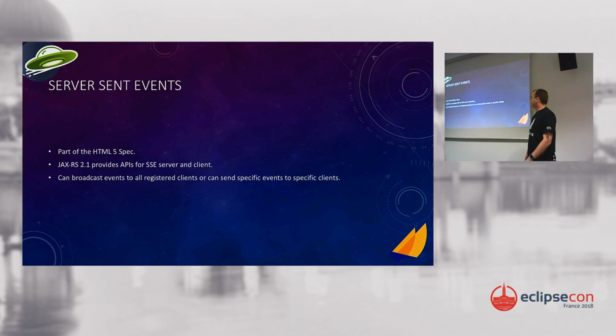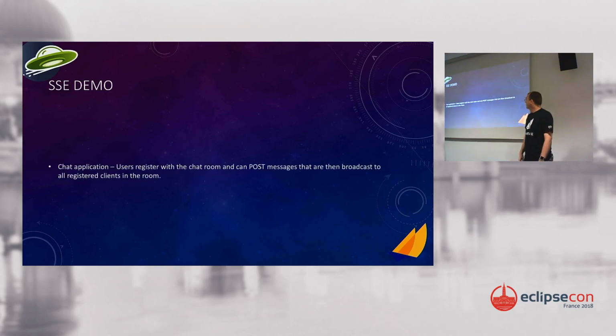JAX-RS 2.1 provides APIs for the server and the client. We're going to primarily look at the server. If anybody's interested in some of the client APIs, feel free to come talk to me afterwards. I'll be at the IBM booth. The APIs provide two mechanisms where you can broadcast an event to all registered clients, or you can just send individual events back to an individual client. We're going to look at the broadcast because we're going to look at a demo that is basically a chat application, similar to Slack or Google Hangouts.